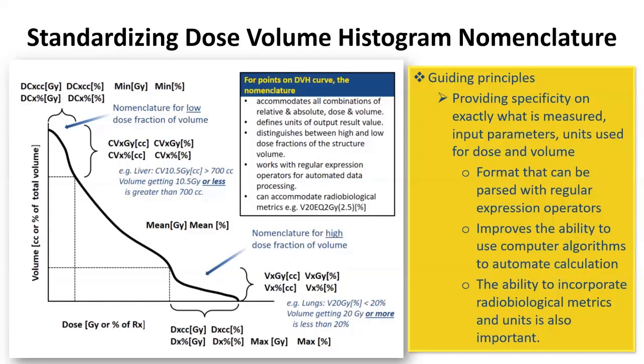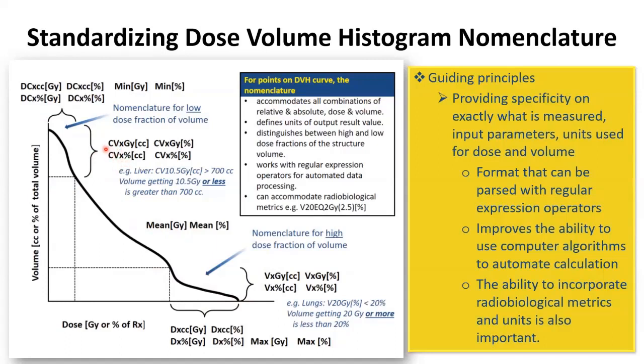So the guiding principle for this curve, DVH: this one is the low dose fraction of volume, and here is the high dose fraction of volume. So we have two regions, the low one and the high one. And the mean, everyone knows the mean. It's clear.